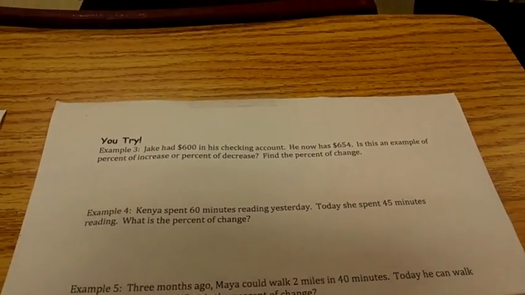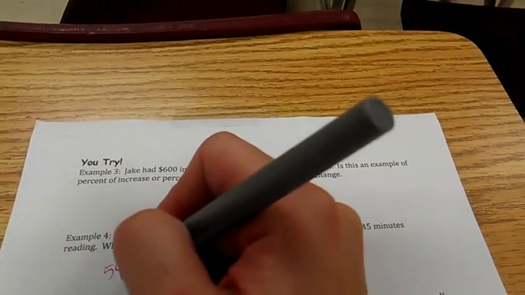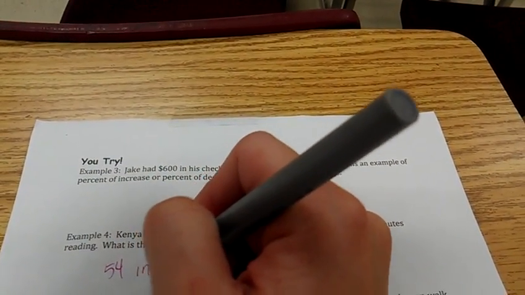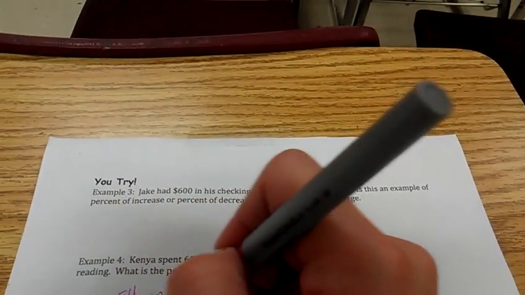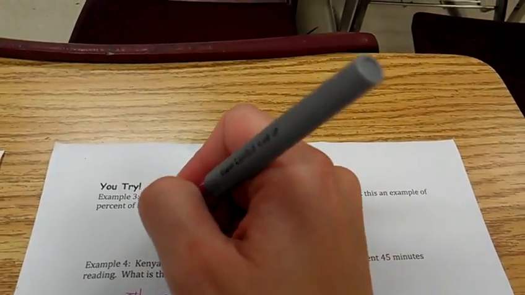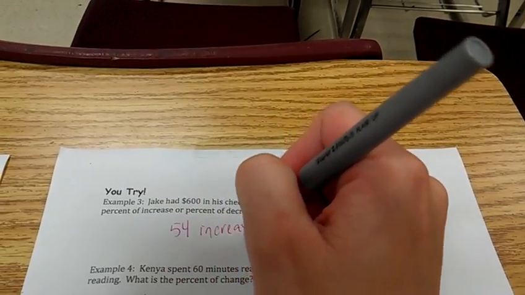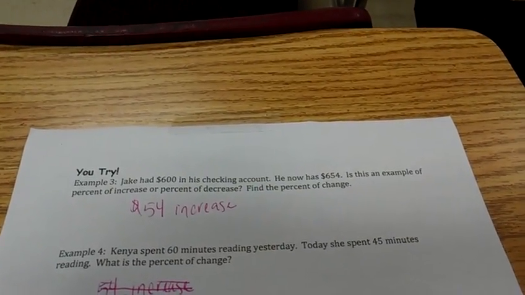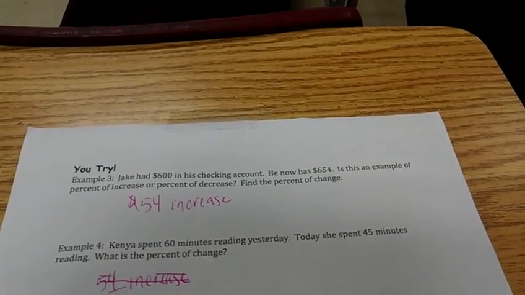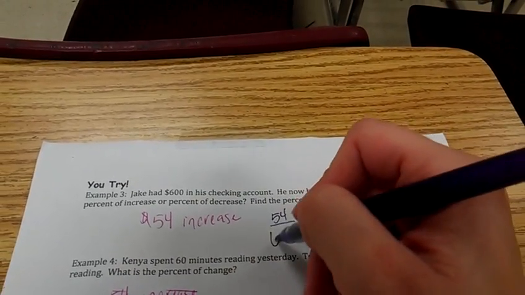Well, how much did it change? It changed by $54, a $54 increase. Now, does that mean it's a 54% increase? Whoops, wrote that on the wrong line, guys. Sorry. $54 increase. Does that mean it's a 54% increase? No, it's $54. So we have to figure out what percentage is $54 out of our original amount of $600.